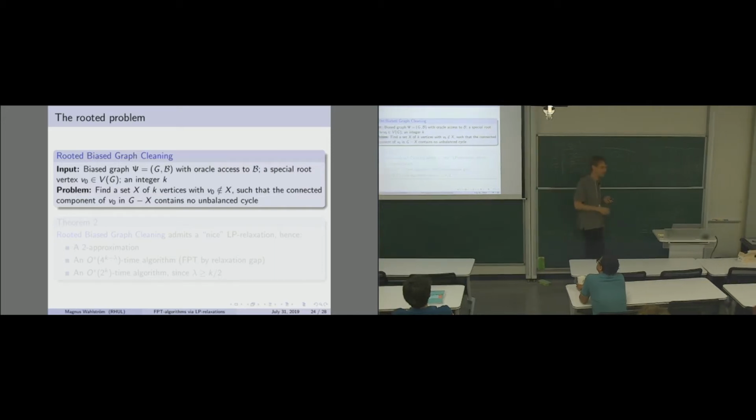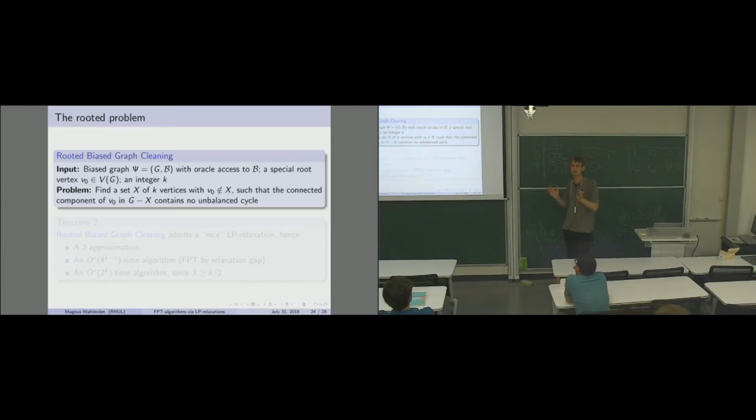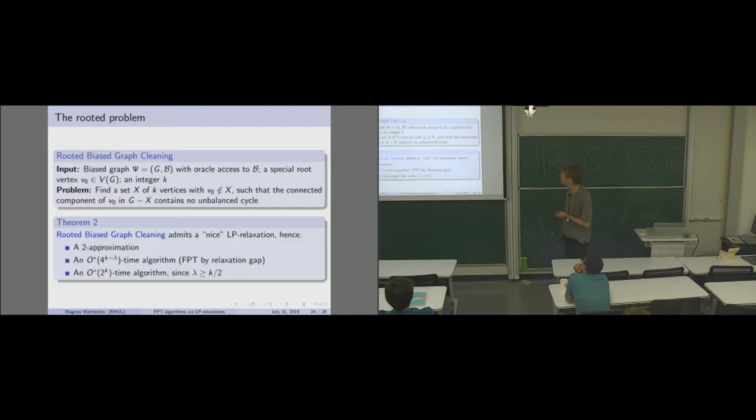The rooted version of the problem is perhaps slightly unobvious. Ultimately, in the 0-1 world, you're really just looking for deleting some vertices such that no bad cycle, no unbalanced cycle can be reached from the starting vertex. But half integrally, this particular problem, that the connected component of V0 in G minus X contains no unbalanced cycles, has a 2 approximation of 4 to the relaxation gap algorithm, and can be solved in time 2 to the k.